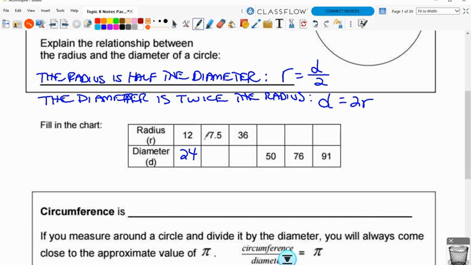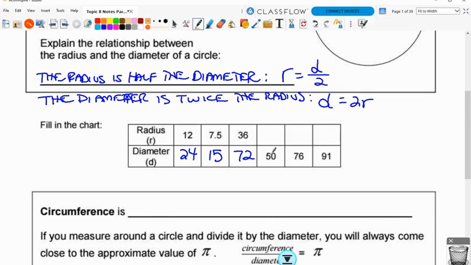If the radius is 7.5, again, we're going to take that value and we're going to multiply it by 2. 7.5 times 2 equals 15. So the radius is 7.5, the diameter is 15. If the radius is 36, again, just multiply the radius by 2. 36 times 2 is 72. So when the radius is 36, the diameter equals 72.